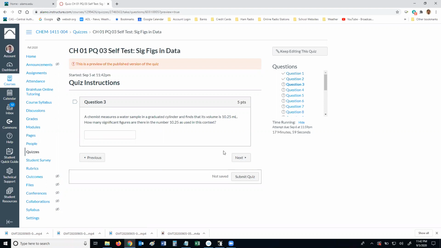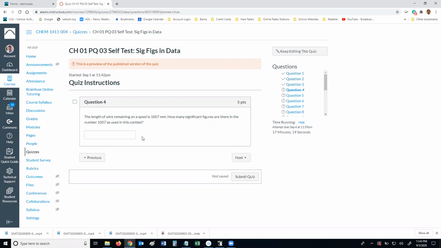Okay, question 3. A chemist measures a water sample in a graduated cylinder and finds that its volume is 10.25 milliliters. How many significant figures are there in the number 10.25 as used in this context? Well, we've got all non-zero digits being significant, so that's the 1, the 2, and the 5. And then the 0 is between significant digits. And zeros between significant digits are significant. So all 4 of those are significant.